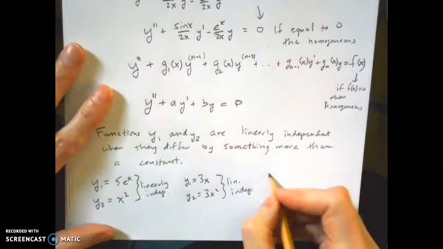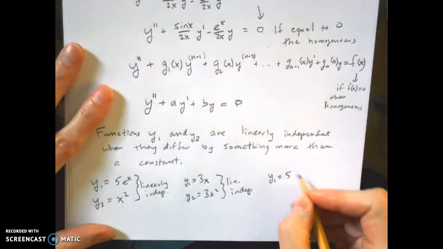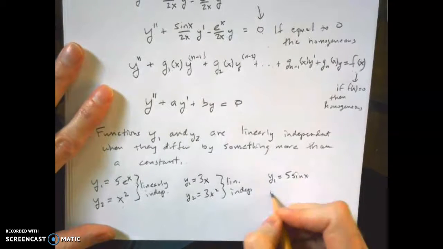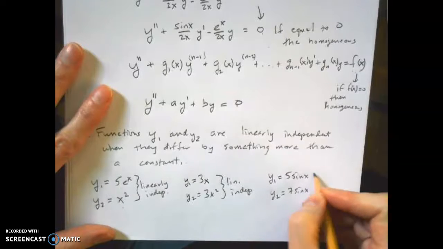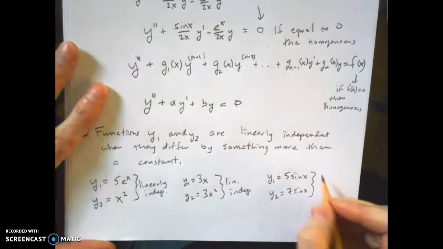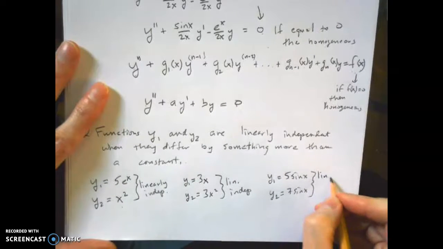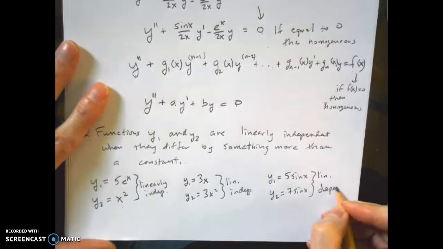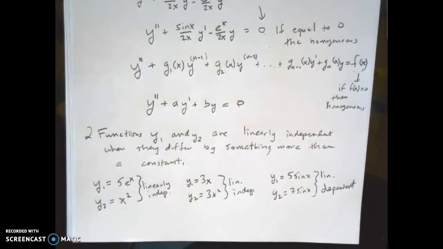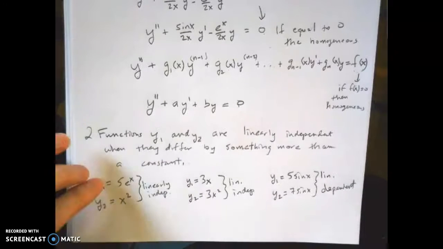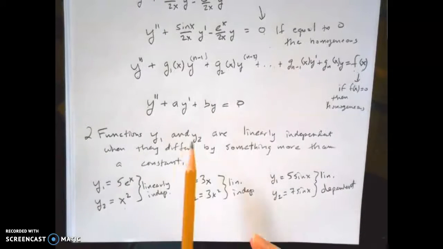Okay. On the other hand, if I have y1 is equal to 5 sine x and y2 is equal to 7 sine x, these are not linearly independent. We call them linearly dependent. Okay? And I'm going to talk about that next because we're going to go right into the theorem. Okay, and just refreshing your memory.